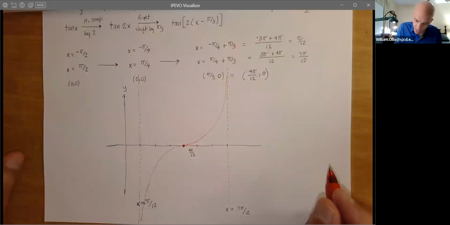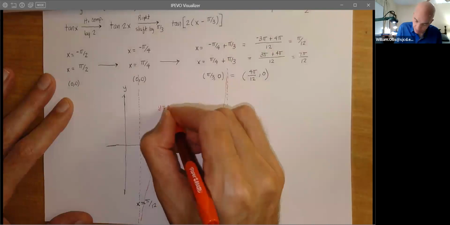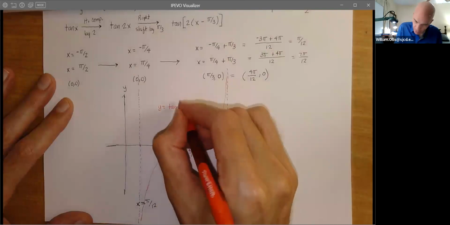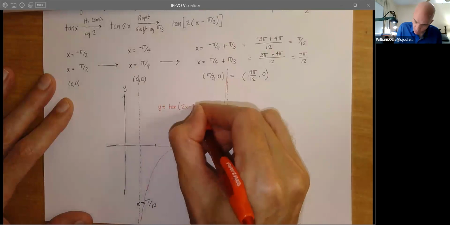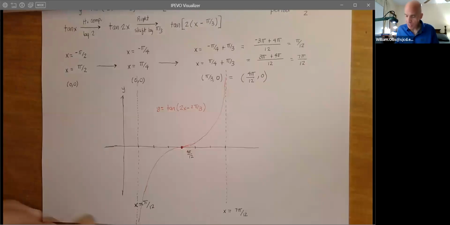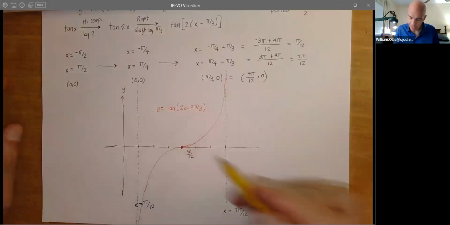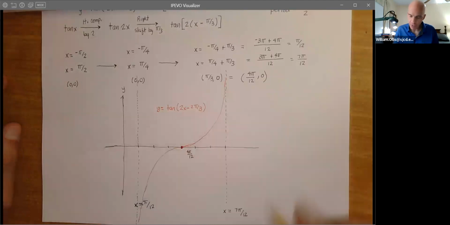So here's a reasonable graph of the principal branch of this tangent function. That is, this is y equals tangent of 2x minus 2 pi over 3. And of course, we can replicate each of these and get as many as we like, but this completely defines the graph because this is one complete cycle.